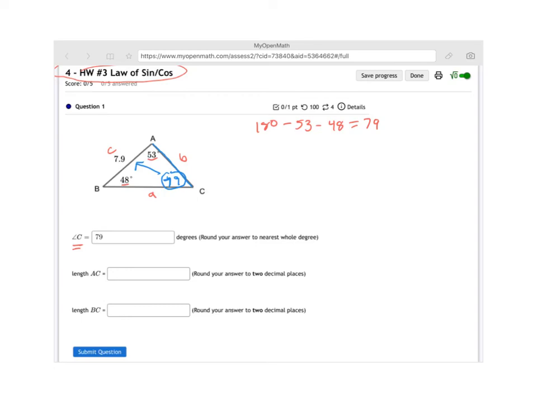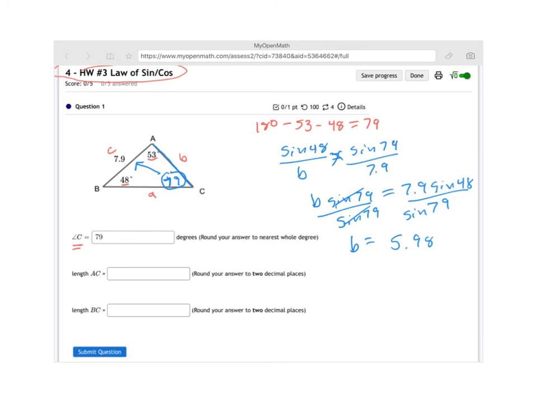When I cross multiply, I'm going to get B times the sine of 79 is equal to 7.9 times the sine of 48. So if I divide by the sine of 79, divide by the sine of 79, I end up with B is equal to 5.98. So let's go ahead and enter that one in.